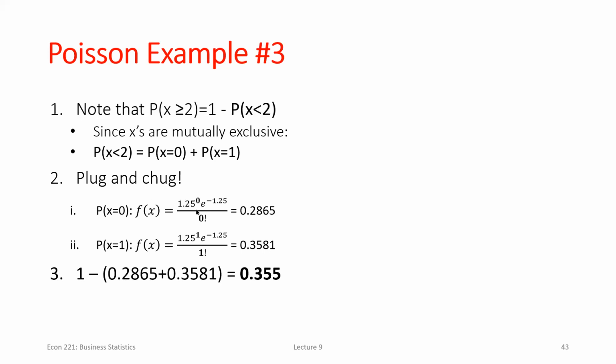Now, one thing to remember: anything to the 0 power is going to be 1. Right? You can try that in your calculator. Anything to the 0 power is a 1, and 0 factorial will always be 1. So those 2 things simplify the equation to make it a little bit easier if you're entering it in your calculator. 1 times anything or anything divided by 1 doesn't change it. So you really could just think about this as what e to the negative 1.25 is. Okay?